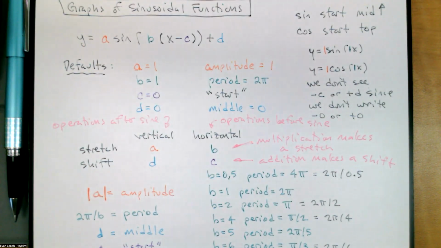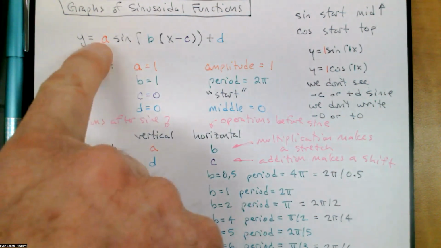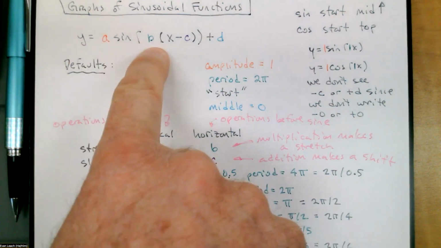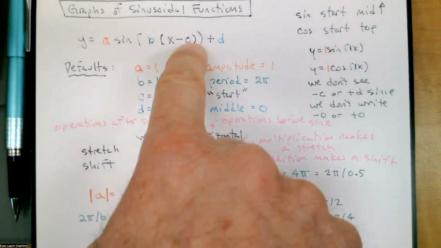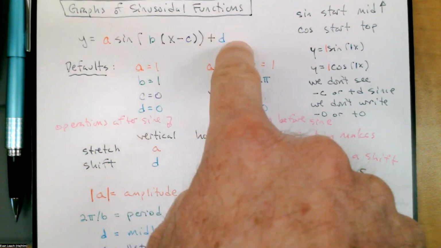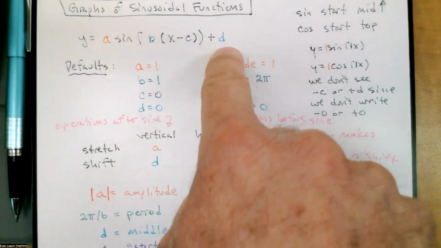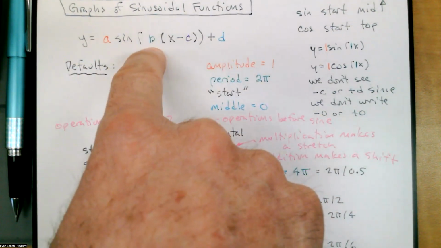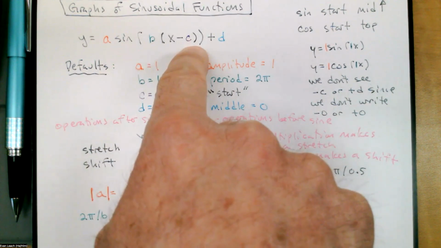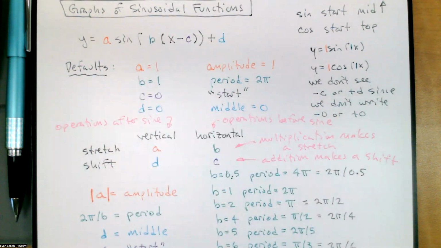That seems like a lot to remember, but you don't have to remember all of it yet. The 4 pieces that you need to identify: amplitude; period, which is 2 pi divided by this coefficient; horizontal shift; vertical shift. Amplitude, middle, use this to figure out the period. Use this to determine where you start. Those are the 4 things that you have to know.